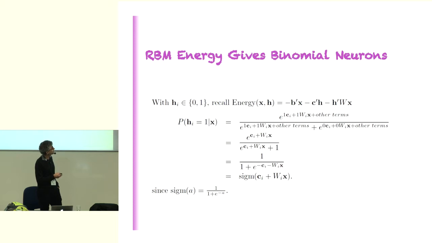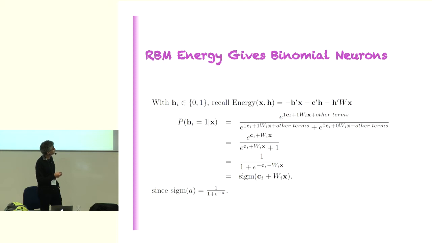So the definition of the energy for the RBM has this form: b.x plus c.h plus h.Wx. So it's a bunch of sums, and here it's a double sum.